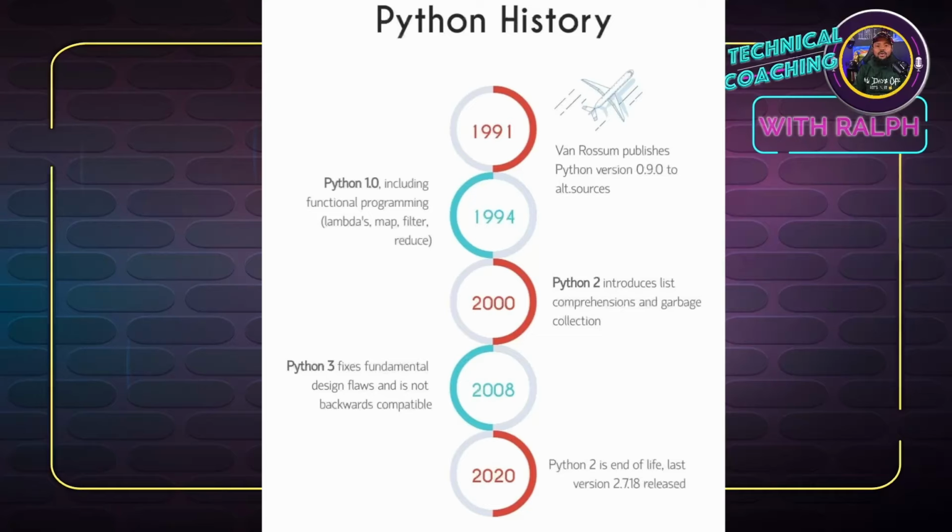So a quick history of Python, right? Van Rossum publishes Python version 0.9 to alternate sources, and then Python 1.0, including functional programming, lambdas, map, filter, reduce, was in 1994, so 3 years after it was published. And then Python 2 came out in 2000, so about 6 years later. Python 2 introduces list comprehension and garbage collection. And in 2008, Python 3 fixes fundamental design flaws, and it's not backwards compatible, so that kind of sucks. And then 2020, just recently, Python 2's end of life. Last version was 2.7. So some people are still using Python 2.7 because it's pretty hard for them to migrate to Python 3 and above.